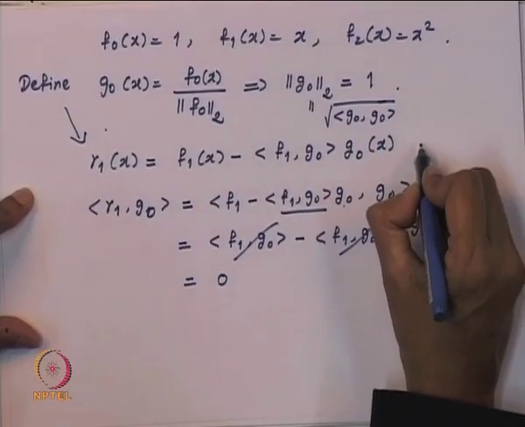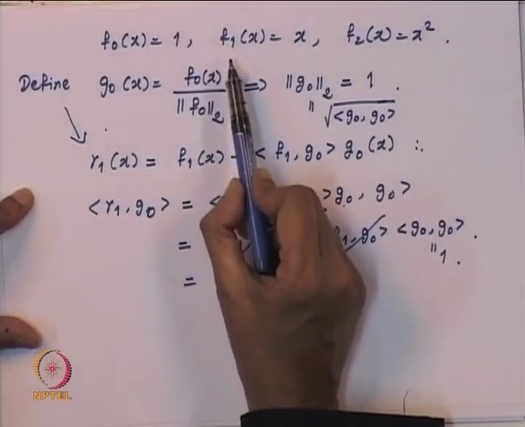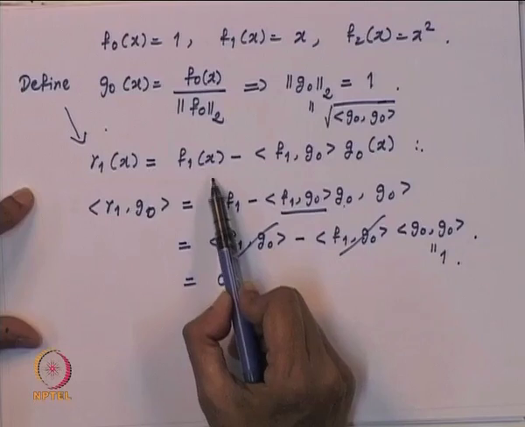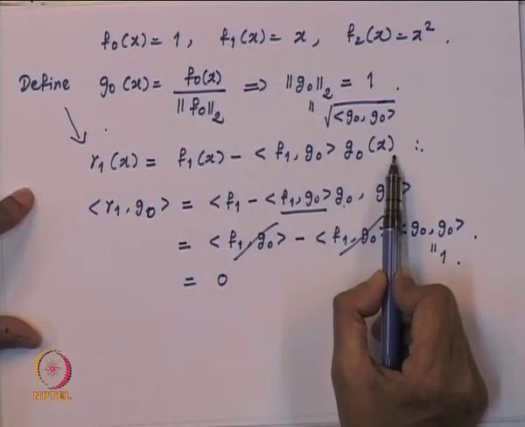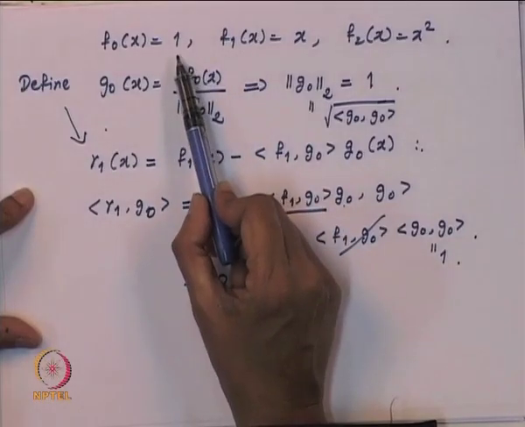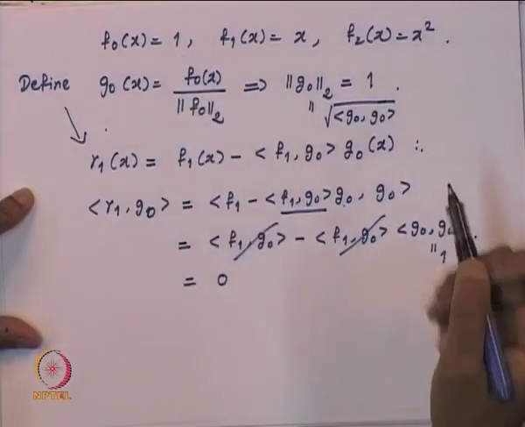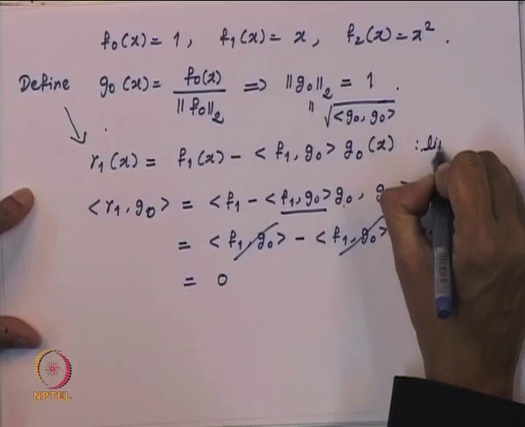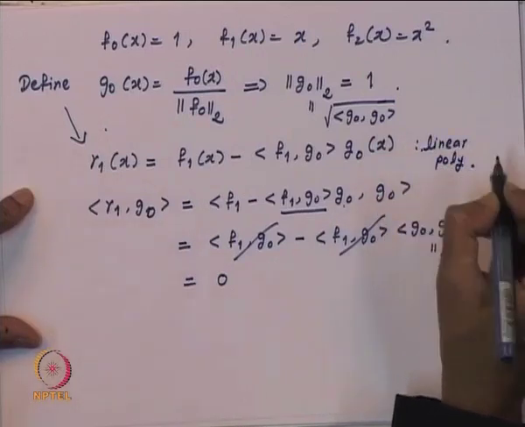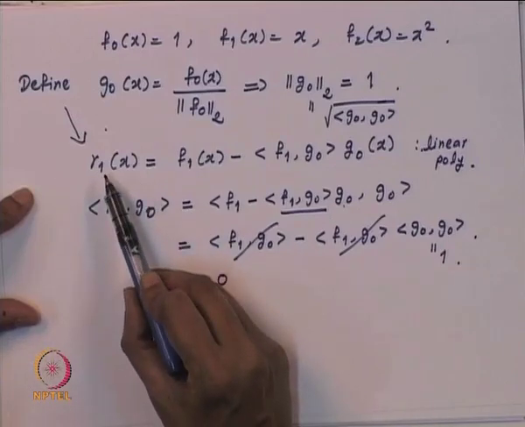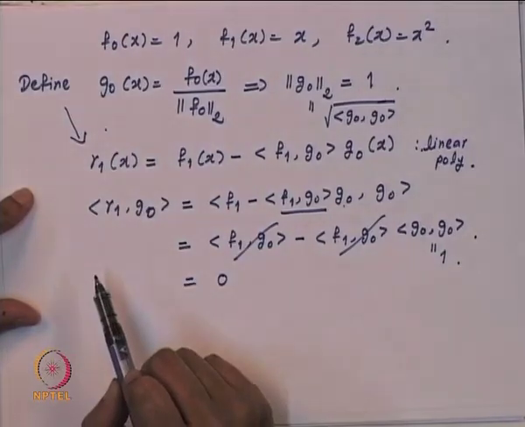Now, when you look at r 1, we have got f 1 x is equal to x. This is going to be some scalar. G 0 x is going to be a multiple of 1. So, this is going to be a linear polynomial. So, by very construction, our r 1 is perpendicular to g 0.